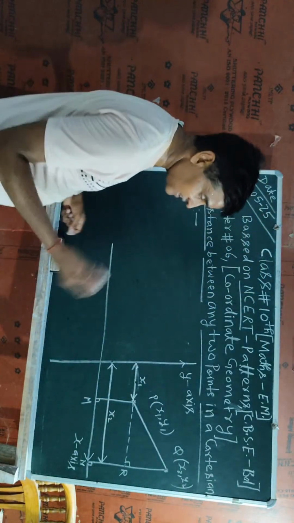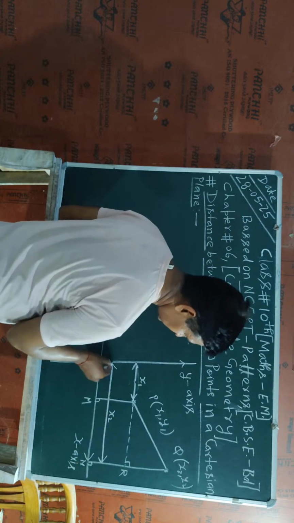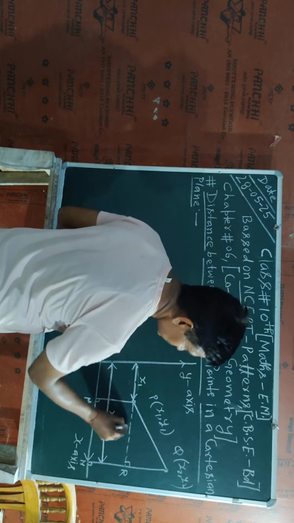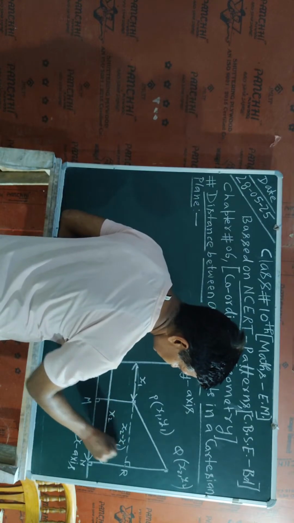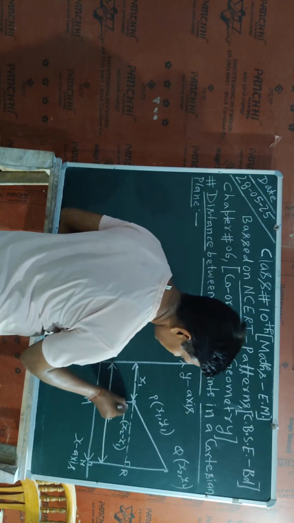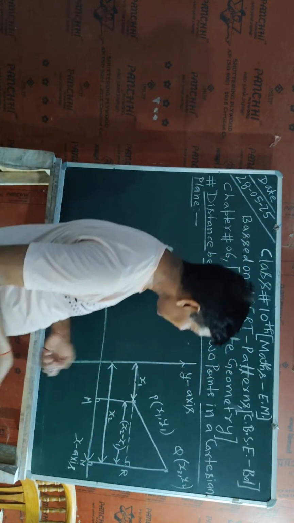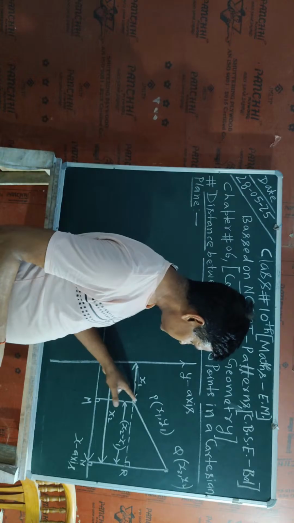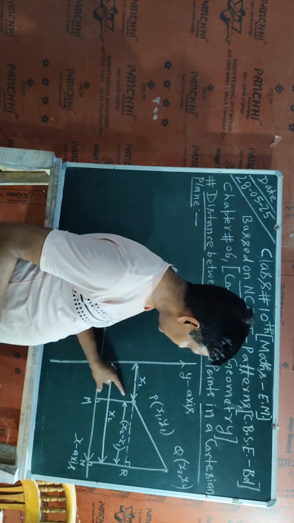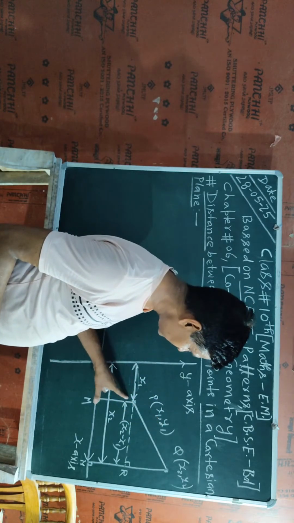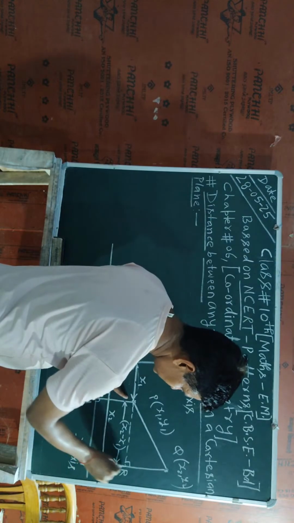Again, this length is x1, and from this point to this point is x2. So this length will be x2 minus x1. So I can write this length will be x2 minus x1. Similarly, if I draw a line perpendicular to the x-axis, this length will be y1.